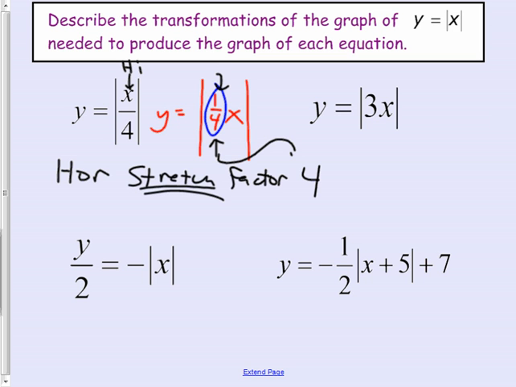All right, I'd like you to see if you can handle the rest of these. This has got either a horizontal or a vertical, stretch or shrink, with a factor of whatever. See if you can handle this next one here. Try this one with the 3x.